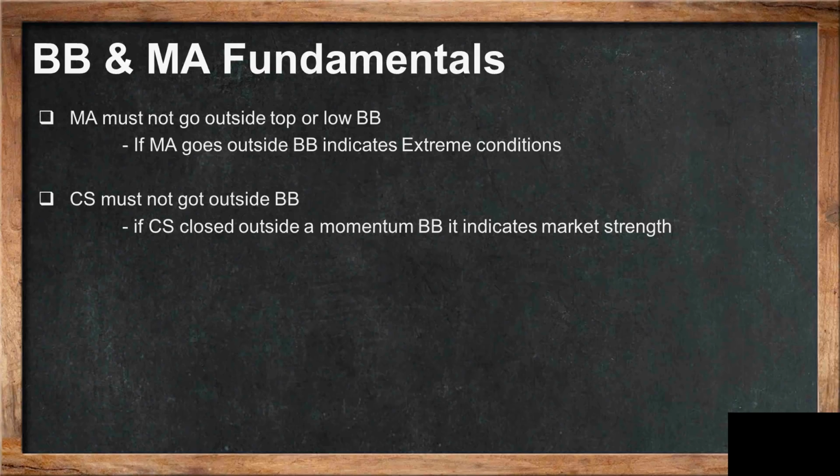It is a very important thing that you need to tell yourself. Okay, so first things first, we need to make sure that both candles and both moving averages are not supposed to be outside of the Bollinger Band. Whenever the MA is outside the Bollinger Band, that indicates extreme conditions. If the candle sits outside of the Bollinger Band, then it tells you that there is probably momentum that indicates market strength, or probably an extreme. So you need to be able to identify these things.